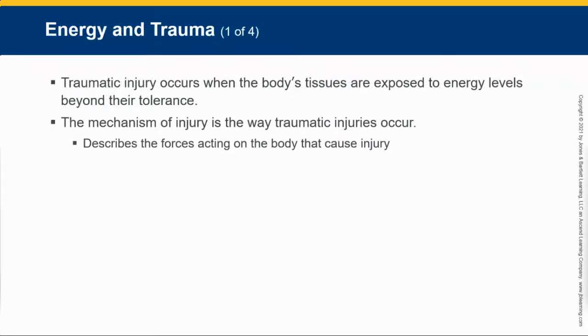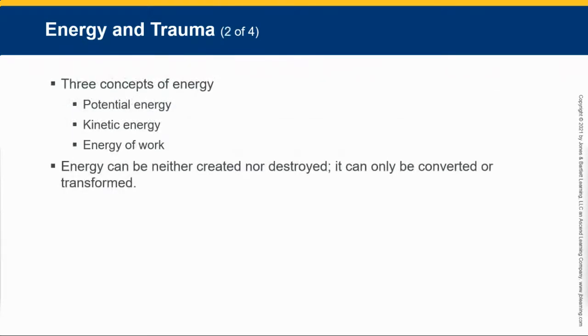So traumatic injury occurs when the body's tissues are exposed to energy levels beyond their tolerance. Basically, when something is swung at us that our body cannot tolerate, traumatic injury takes place. And mechanism of injury, that we just mentioned, actually describes the forces or the energy transmission that's acting on the body to cause that injury. So you want to look at the different types of force, and we'll get into the physics of it here.